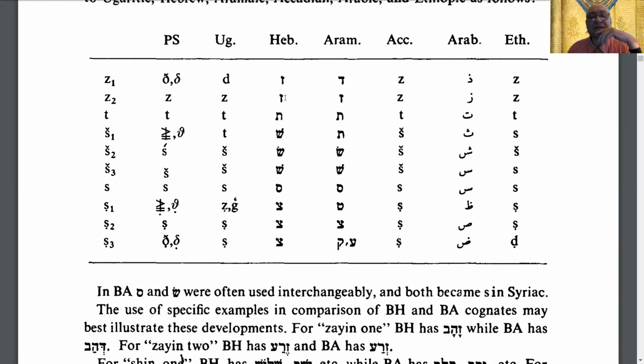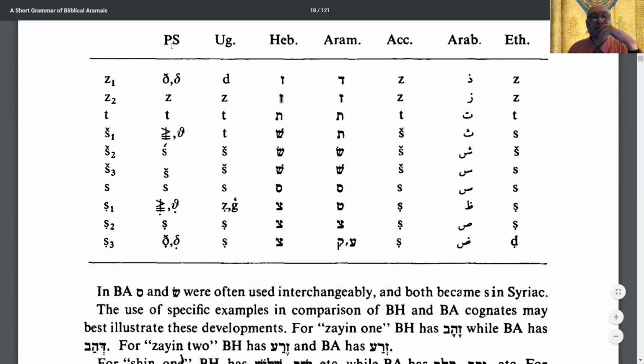If we go down to the next one, in Hebrew we have another Zayin here. And we've got Z, Z, Z. This is Proto-Semitic, Ugaritic. Aramaic is, in this case, also a Z sound, okay? We'll go down here to Tav, Hebrew. Just about all these languages match up with the T sound for Tav, for Hebrew.